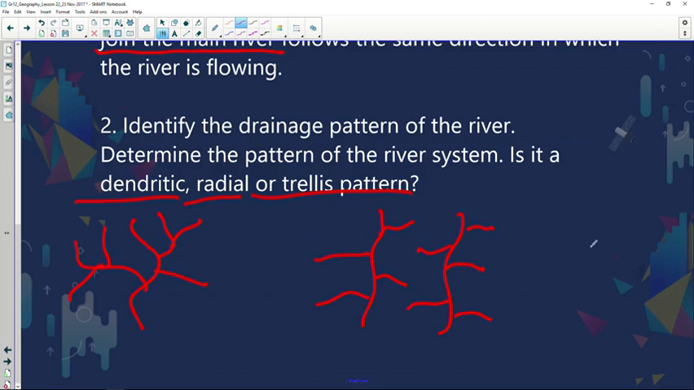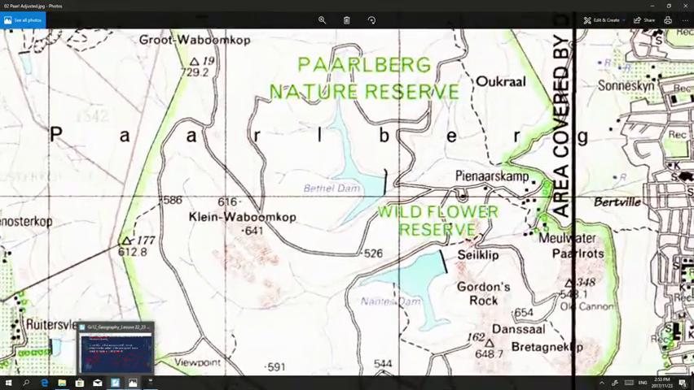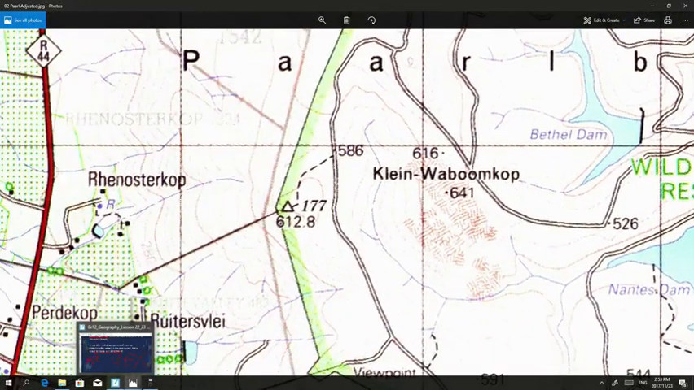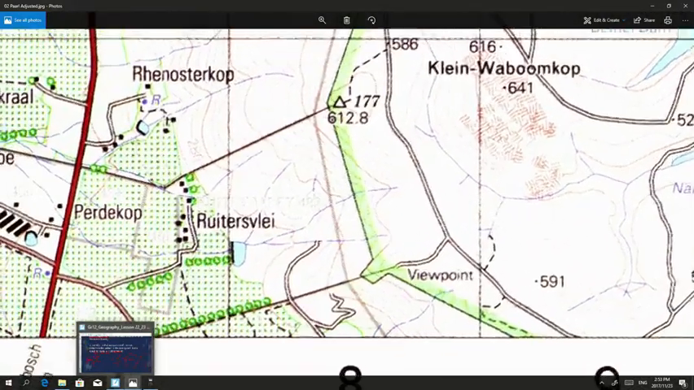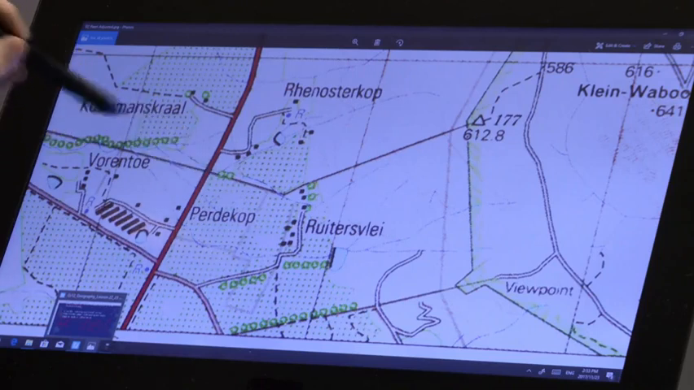And lastly, we have a radial pattern. It's flowing in an outwards direction, usually from a high-lying area. Okay, I hope you can remember this. Now let's quickly look at our map. As you can see, I've spotted a dendritic pattern over there. As you can see, it resembles the branches of a tree. There you can see the dendritic pattern.